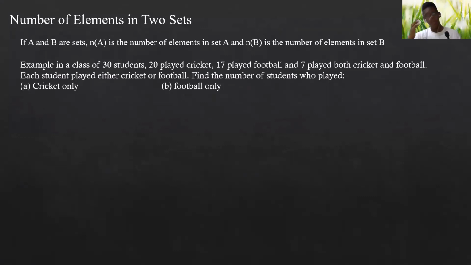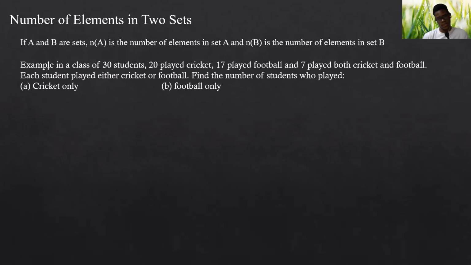Now, the first one: if A and B are sets, N open bracket A closed, and this is what I was showing you just now, is the number of elements in set A, right? And N open bracket B closed is the number of elements in set B. Simple as that. I just need to count.